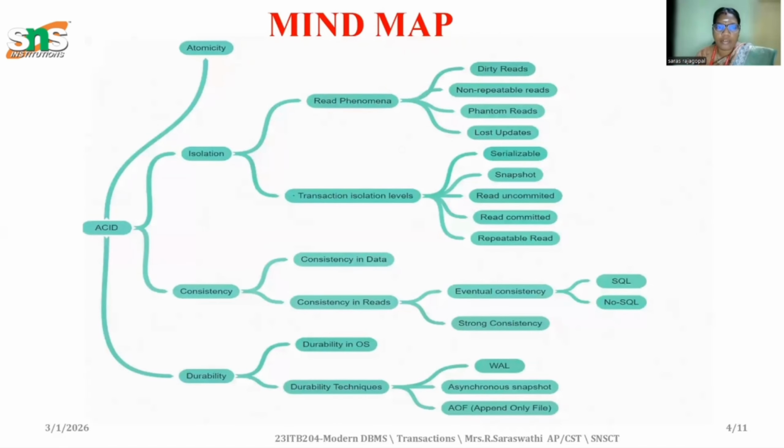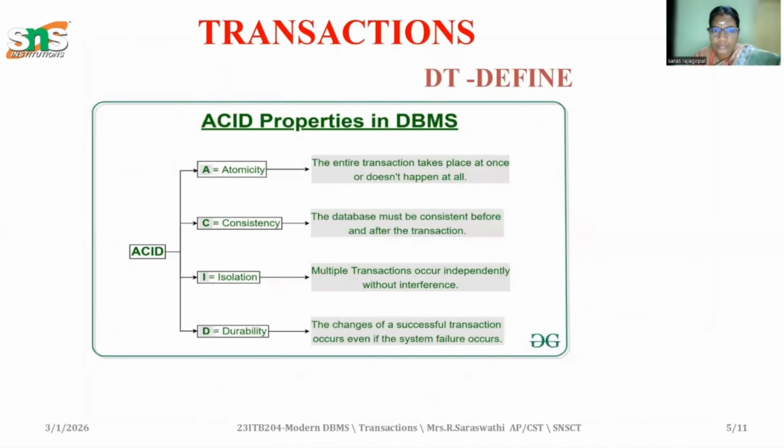This is a mind map of transactions. Each transaction has ACID properties, and then read the transactions. In that, reads can have a non-repeatable mode, a lost update mode, and a dirty read mode. In the transaction isolation levels, there are serializability, read uncommitted, and read committed. And then consistency, in SQL and NoSQL. The properties of a transaction are the ACID properties.